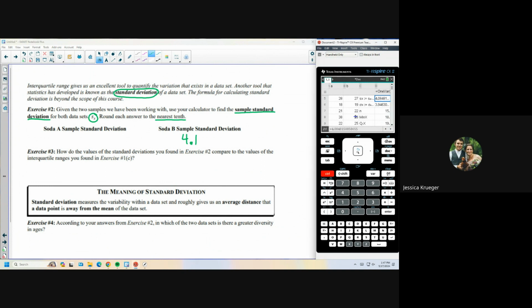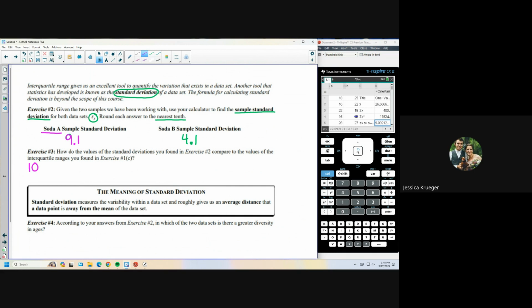I'm going to hit Control Undo, and then I'm going to calculate my stats for column A, and I want to put that results in column C. And my standard deviation is right here. It's 9.1. Oh, let me keep it color-coded. So which one had a bigger interquartile range? Soda A. It also is a bigger standard deviation, okay?